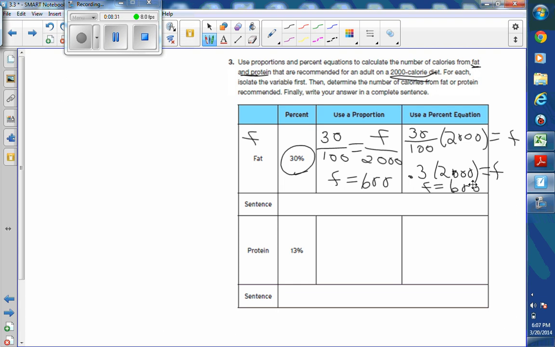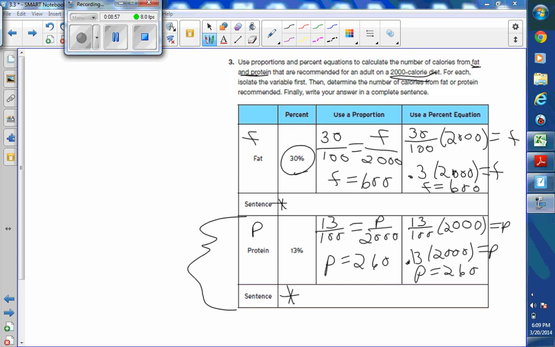Okay, and then your sentence, I'll let you write what you think your sentence can be right here. Probably something like the recommended number of calories from fat is 600 calories, or a person should eat 600 calories per day of fats. All right, so I want you to do the protein now on your own, and then pause the video, and then come back when you feel like you have gotten it.